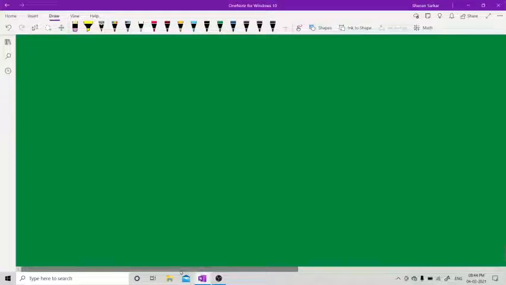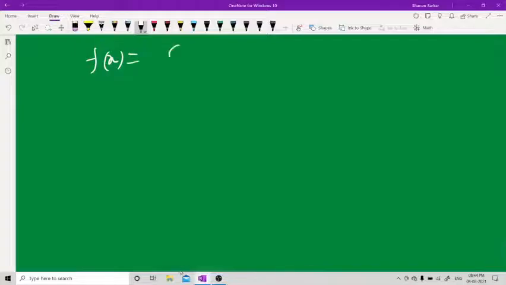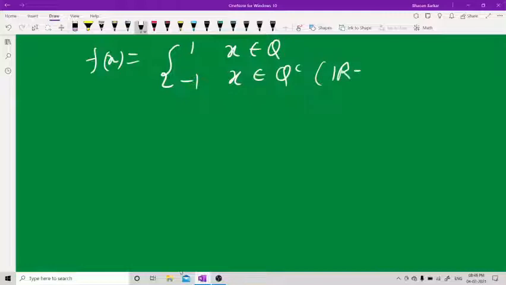Take an example. f(x) is equal to plus 1 when x belongs to rational numbers and minus 1 when x belongs to irrational numbers. You can also write this as R minus Q, the real numbers from which rational numbers have been removed.